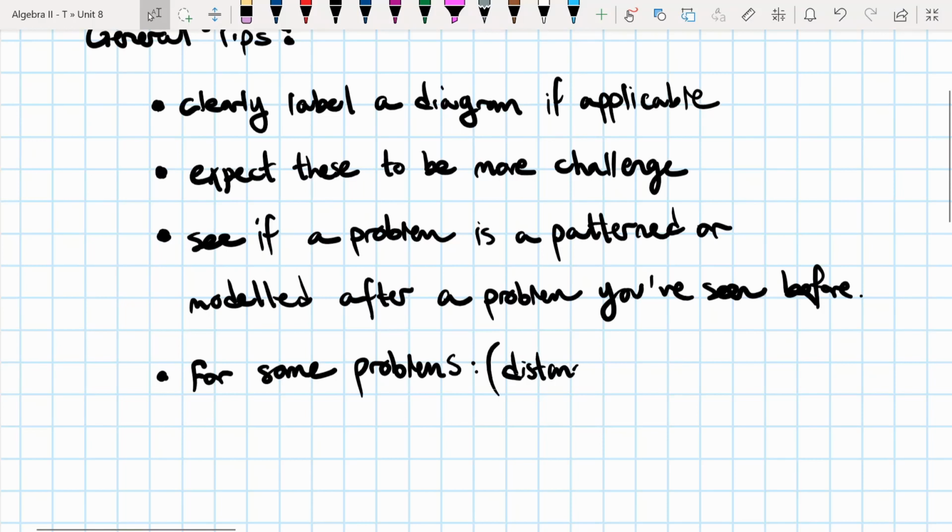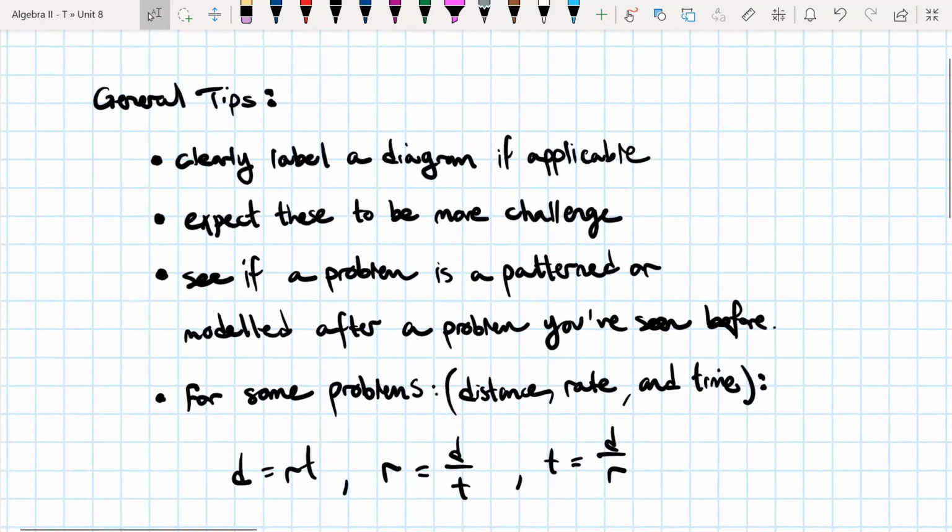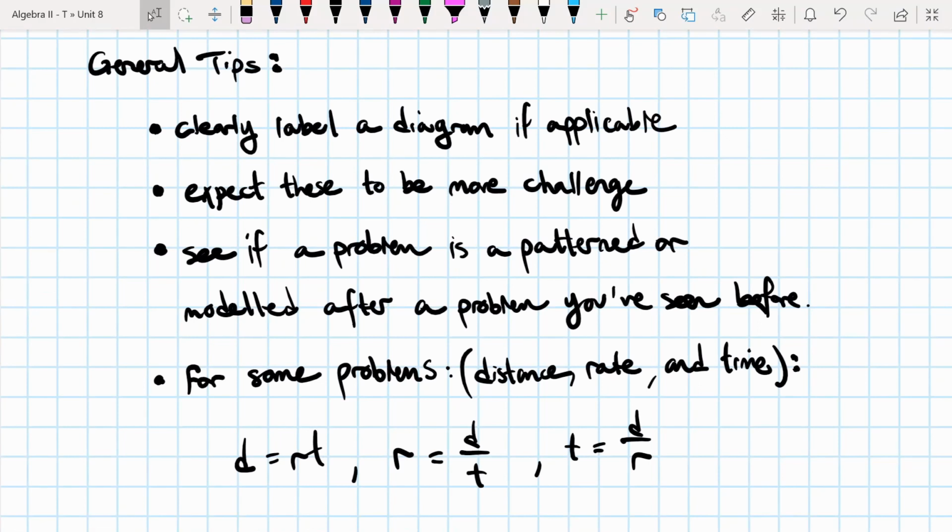And then for some problems involving distance, rate, and time, there's three formulas that you might see. The distance of something is equal to the rate times the time, which means the rate of something is equal to the distance over time. These are all related to each other. And so the t value, the time, is equal to the distance over the rate. And these are three relationships that you're going to see, especially when these application questions involve finding the rate or distance of something. Okay, and we're going to see a couple questions that have that.